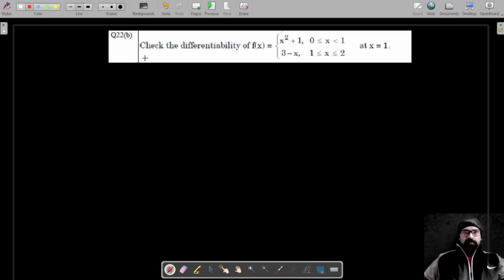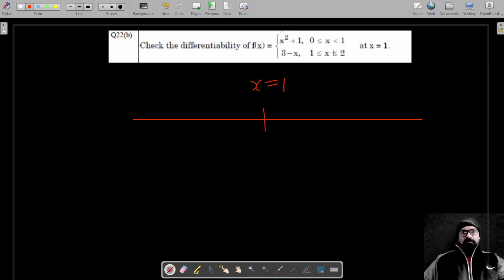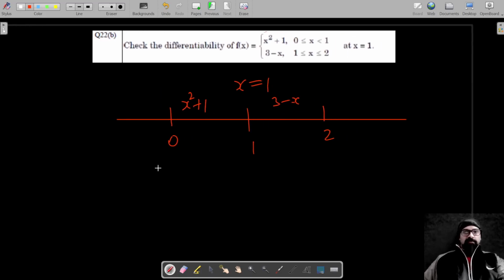Okay, for the next question, we have to check the differentiability of the function at x is equal to 1. This function is defined such that for values between 0 and 1, the function is defined as x squared plus 1, and between 1 and 2, the function is 3 minus x. Now let's check the differentiability of the function.